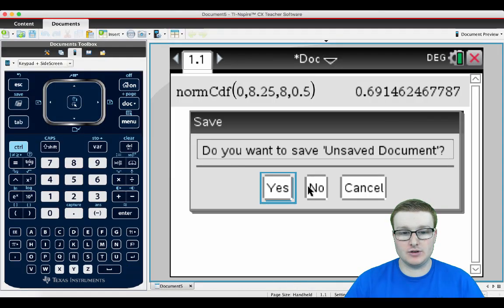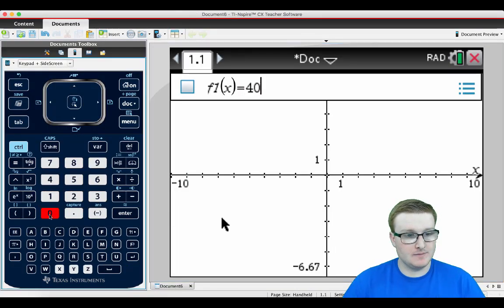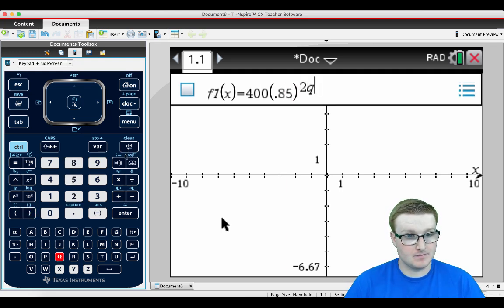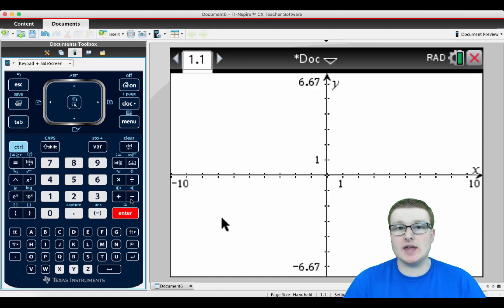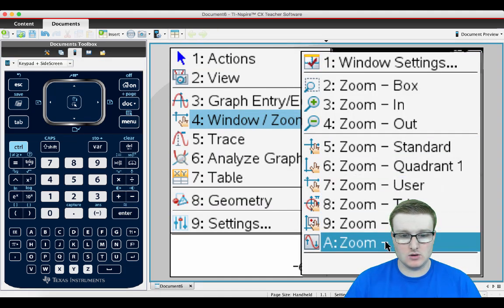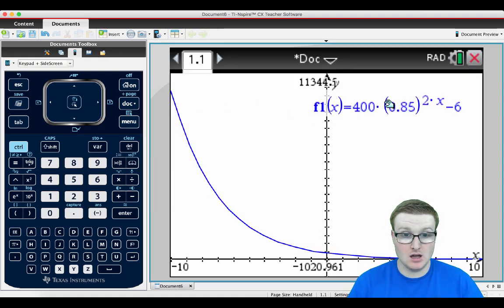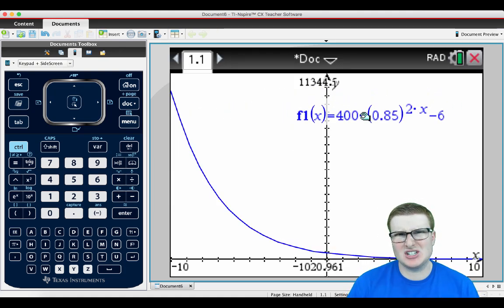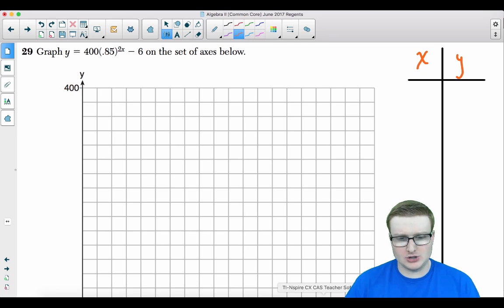Go to your calculator, go to the graph page. Type in 400 times 0.85 raised to the 2x power minus 6. And you can't see it. So we've got to go to menu, window zoom, zoom fit. Okay? And that fits it perfectly. That's actually too big. So that's up to 11,000. We want to stop at 400.